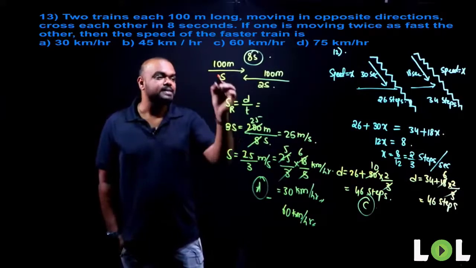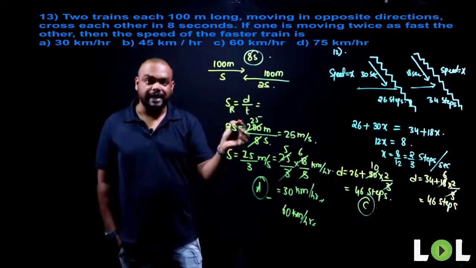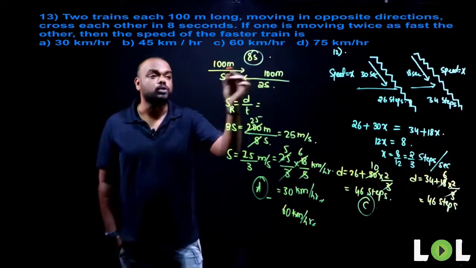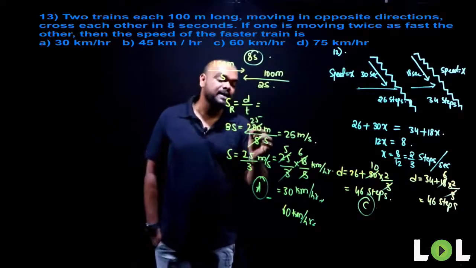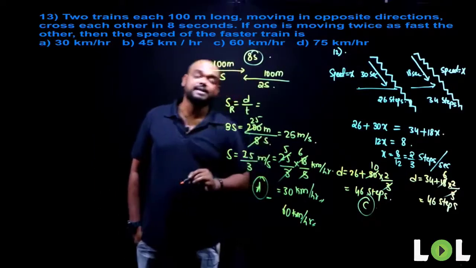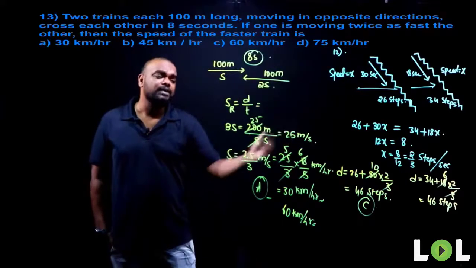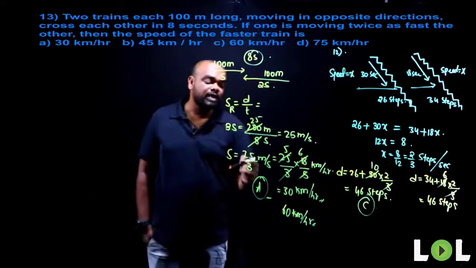3s is the relative speed, the sum of the speeds: s plus 2s, 3s. That is equal to distance by time taken. Distance is the length of both the trains, that is 100 plus 100, 200 meter, divided by the time taken, 8 seconds. So if I do that, I'll get 25 meter per second. So s is equal to 25 by 3.